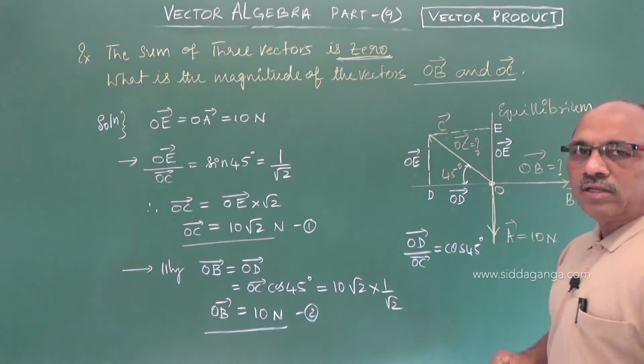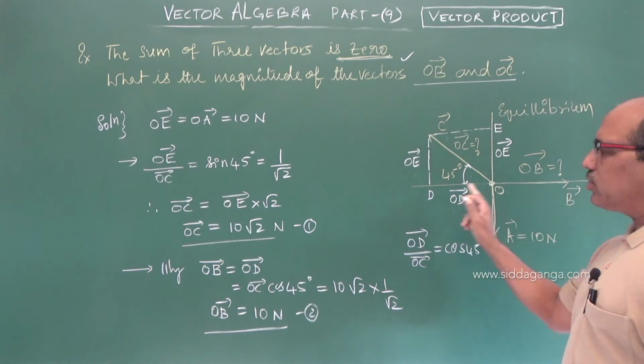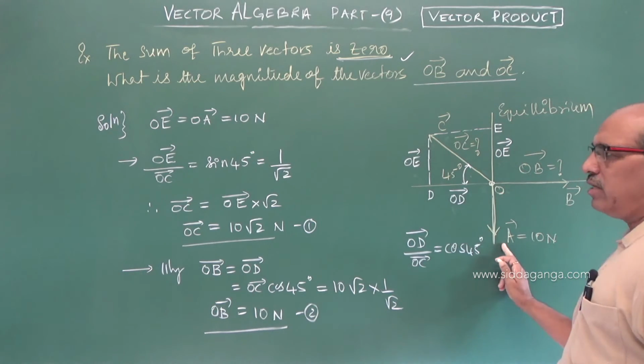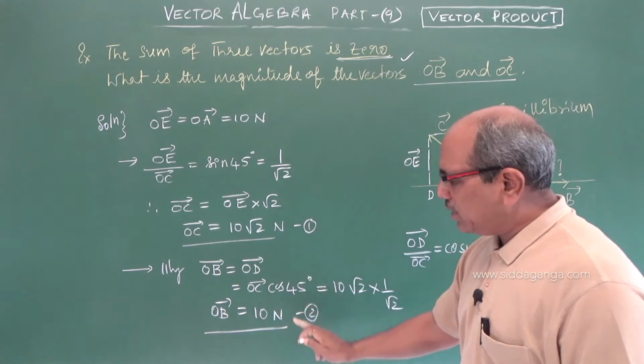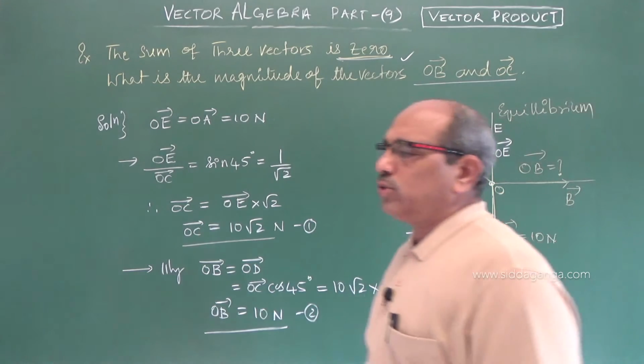OC is in equilibrium condition. OB should balance OD, and OE should balance OA, which we used here to find the OC and OB relation. I think you have understood. Let us go to another problem.